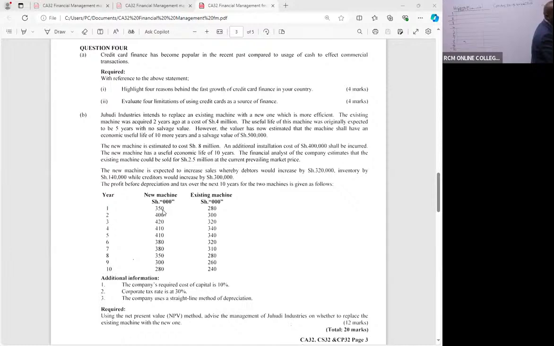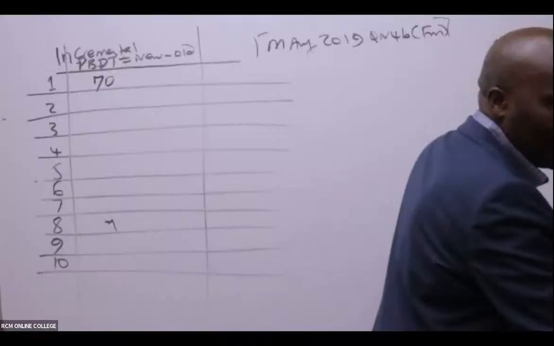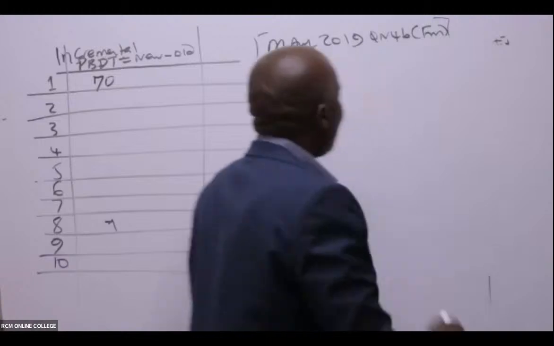So incremental means I subtract 350 minus 280. Is there somebody who can give me those differences pretty fast, year by year? The first one is 350 minus 280, giving me 70. The first one is 70, incremental PBDT. The second one will be 400 minus 300, giving me 100.